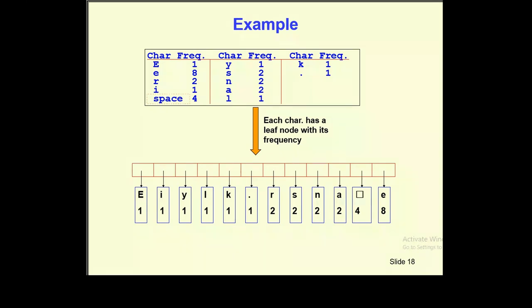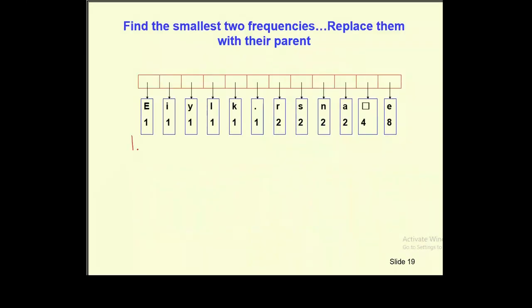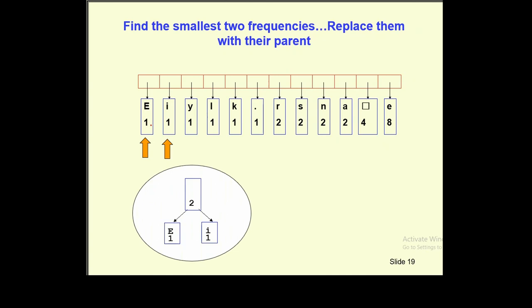Now what to do next? Select the two least frequency nodes or roots and merge them. After the merging, we will get a new node, so place that node in the list at an appropriate place. Suppose we have selected this E1 and I1. After merging E and I, we will get a root with frequency two.